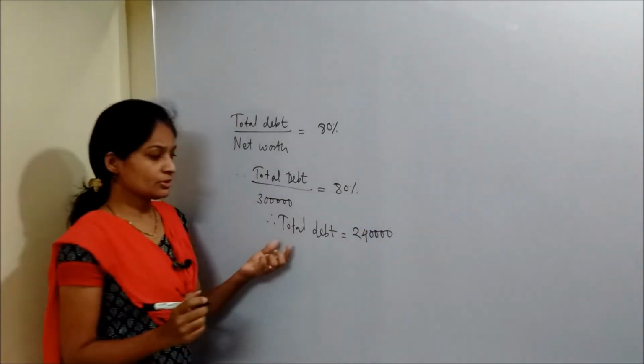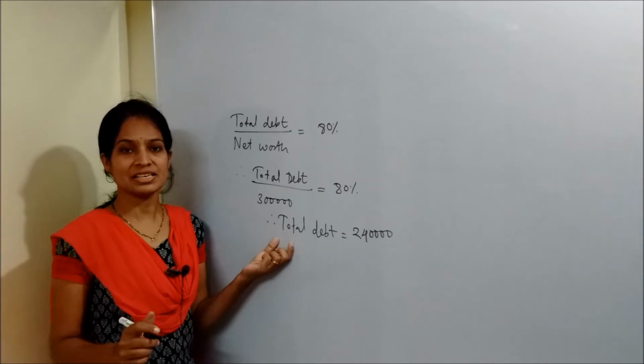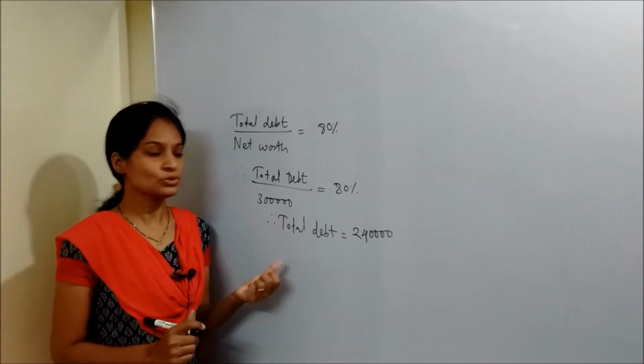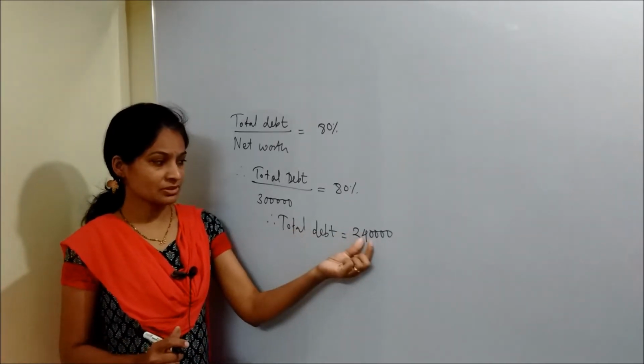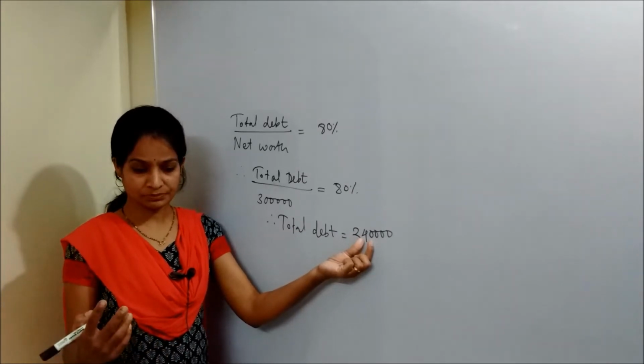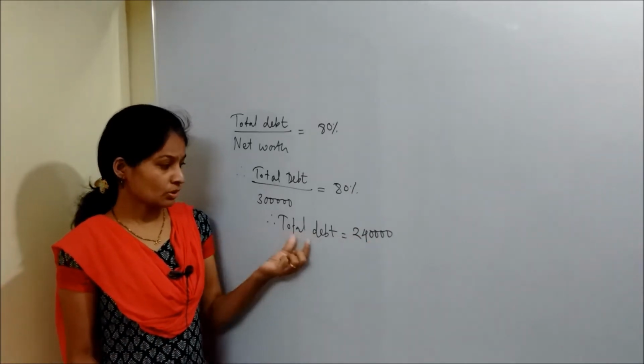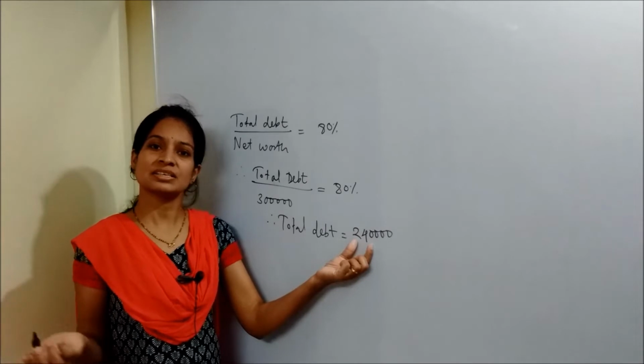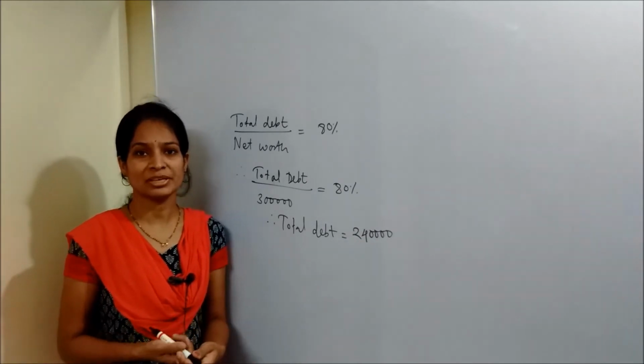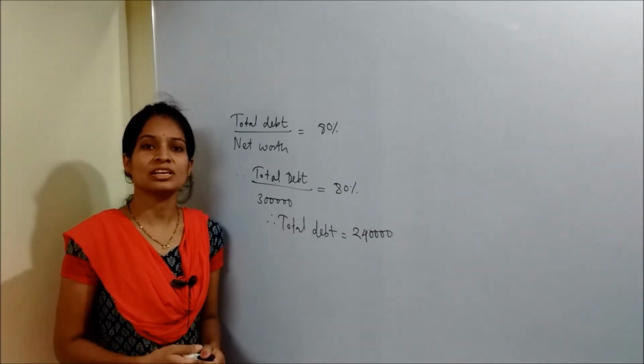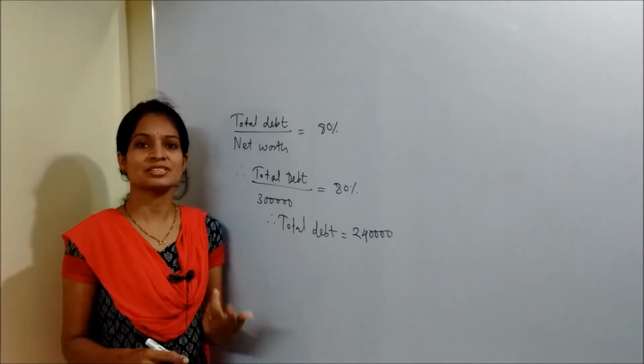Now when you have total debt here, you can easily find out long term debt using this. Total debt is given, current liability we have found out. From the total debt, once you subtract the current liability, you will get long term debt. When we say total debt, it will cover your short term as well as long term debt.